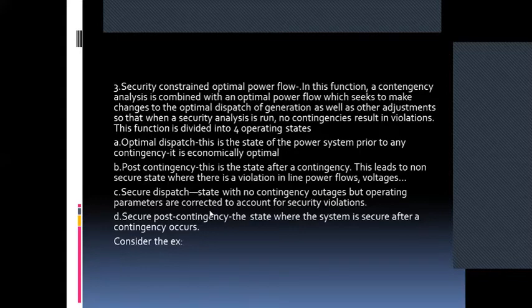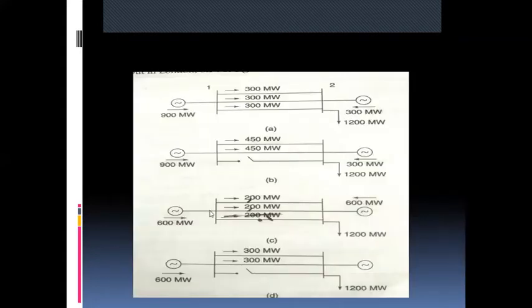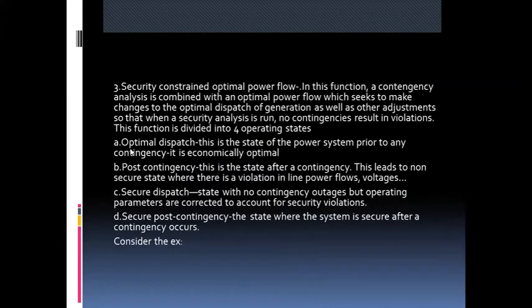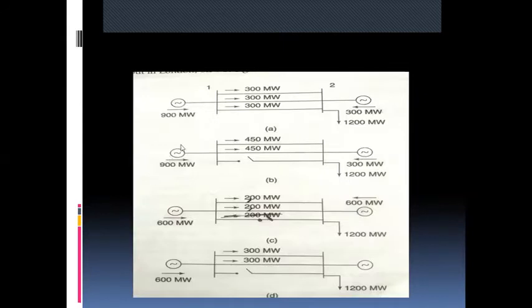To understand these 4 operating states, I have given an example here. With respect to this example, we'll understand. First one is optimal dispatch. This is the state of the power system prior to any contingency. It is economically optimal. Consider this diagram. In diagram 1, I have shown there are 2 generators. One is of capacity 900 megawatts, the other one is 300 megawatts. Load is connected at bus 2. Together they have to supply 1200 megawatts.